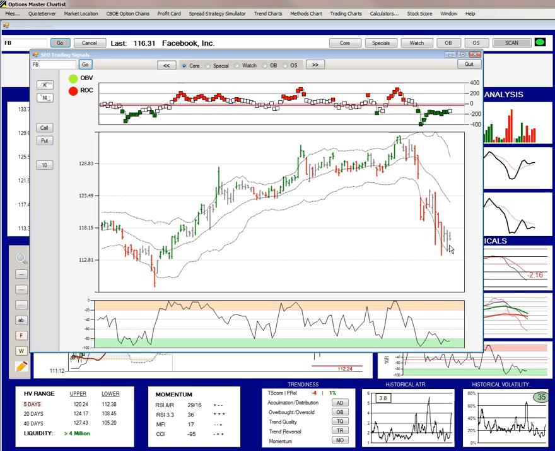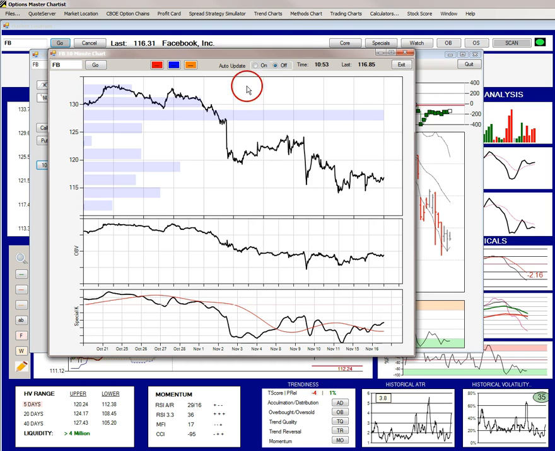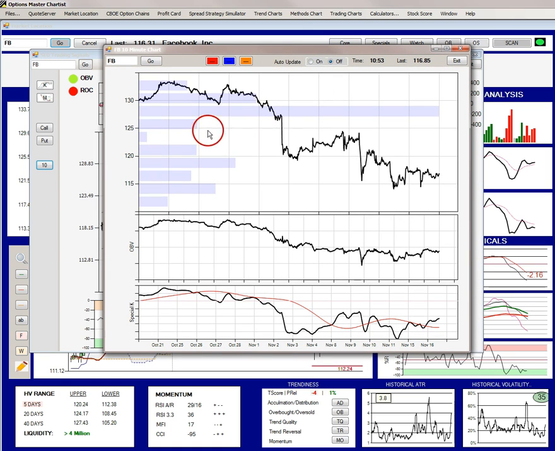But we don't have a signal yet per se on Facebook, but it is at the bottom of the Keltner channel, and it has been a decent performer, so it's worth taking a look at it. Rather than wait for the daily signal, which would be, say, the first green bar, that would be confirmation that indeed short-term momentum has shifted, we're going to look at a 10-minute chart. And to do that, you just click on the 10, click Go, and we now have a 10-minute chart of Facebook. If we click the On button, it'll auto-update during the day with near real-time data.